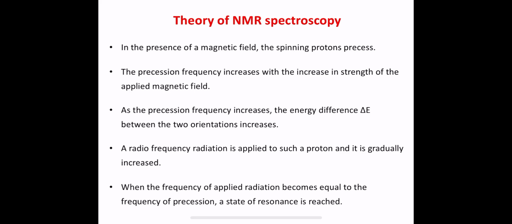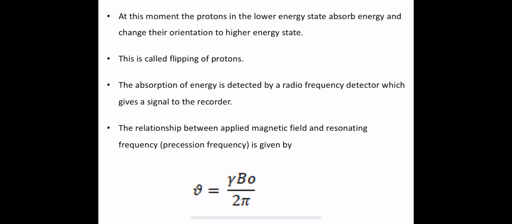The absorption of energy is detected by a radio frequency detector which gives a signal to the recorder. So this is the basic principle of NMR. When a proton is used for resonance, it is called PMR, that is proton magnetic resonance.